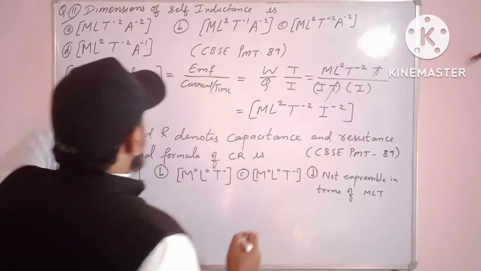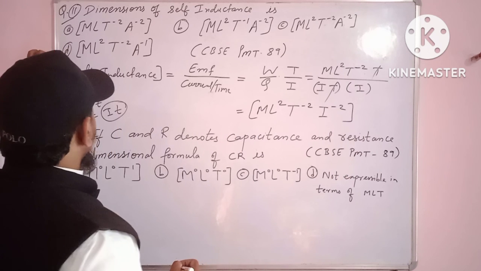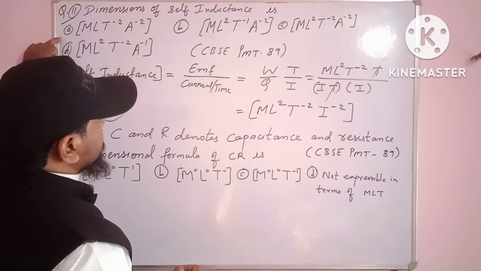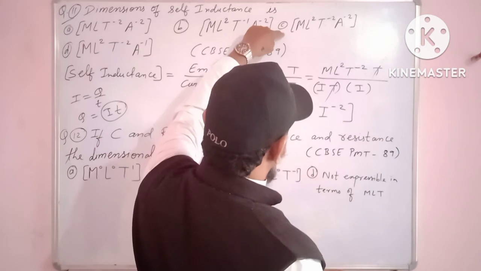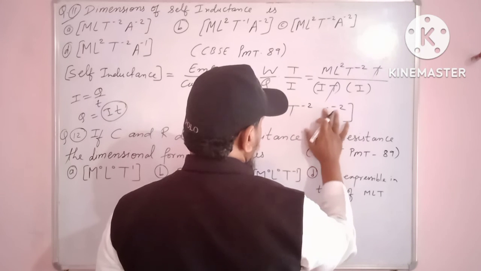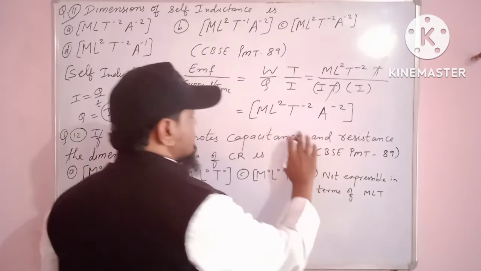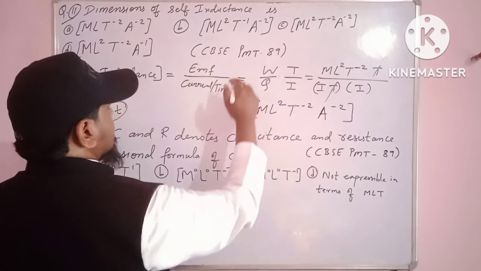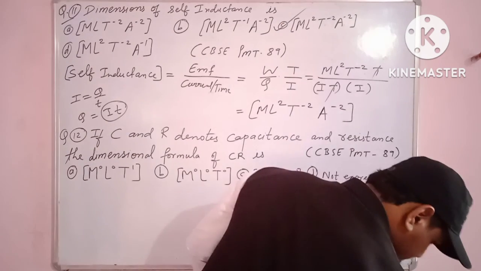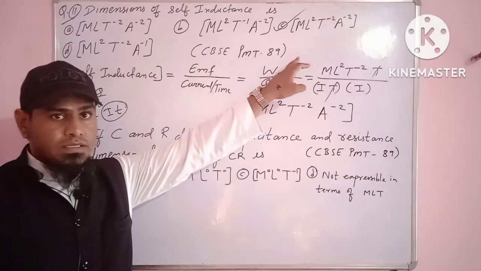So which option is correct? ML square T power minus 2, A power minus 2. Option C is correct. Instead of I, you can write A for ampere. For current you can write A also. So ML square T power minus 2 A power minus 2. Option C is correct, and this was asked in CBSE PMT 1989.